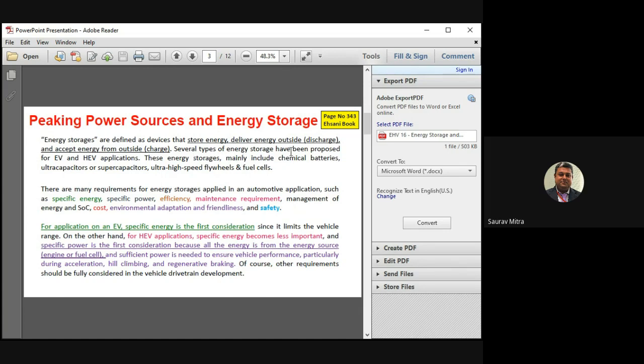Several types of energy storage have been proposed for EV and HEV. This energy storage mainly includes chemical batteries, ultracapacitor or supercapacitor. Ultracapacitor can also be called a supercapacitor. There is the ultra high speed flywheel and fuel cells. Fuel cell we are not going to study in this course. For fuel cell, I can upload some lecture videos, or some videos from YouTube. You will come to know what is meant by fuel cell.